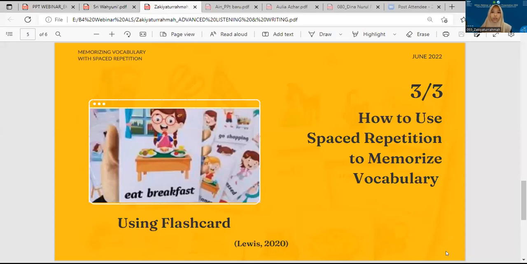I have one quote for closing this presentation. This quote is from Herman Ebbinghaus, who found this technique. He said, "With frequent repetition, the capacity of consciousness may be increased."